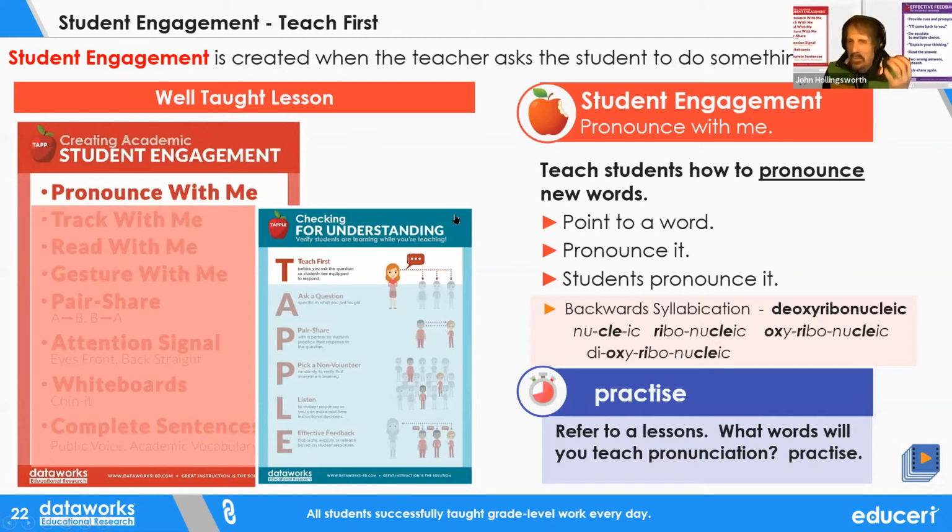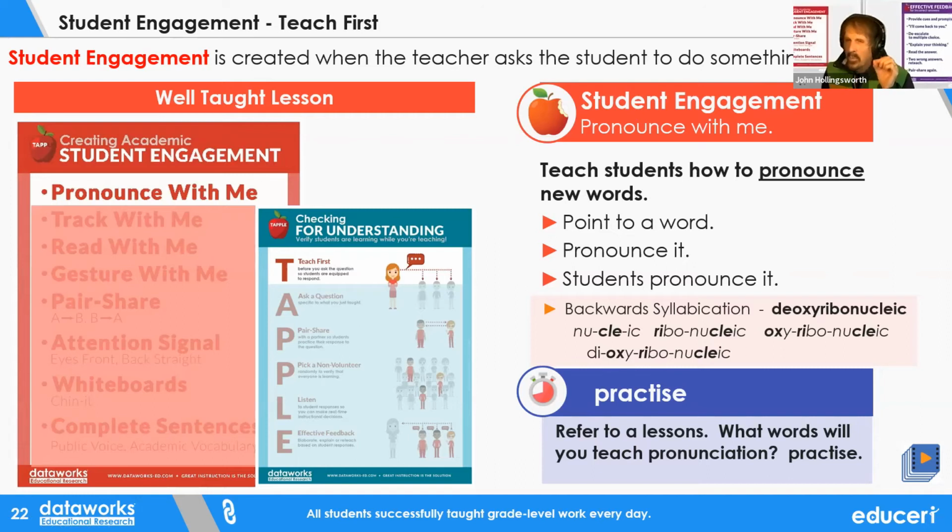Now, I did that explicit direct instruction at the beginning to kind of teach you how to say the new words we're going to use. So the pronounce with me is our first strategy. Okay, we want students to be able to pronounce the big words in the lesson. Now, here's the secret when you do it. Pure listening and speaking is just you saying a word and the students repeating it.